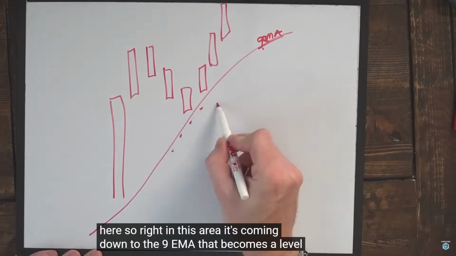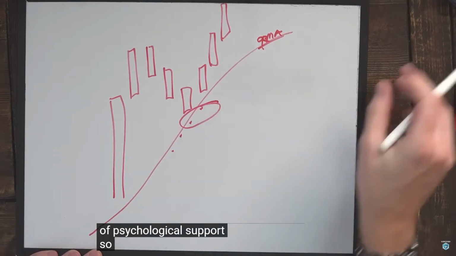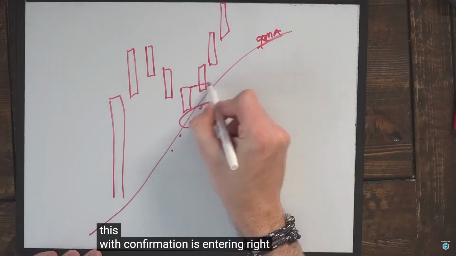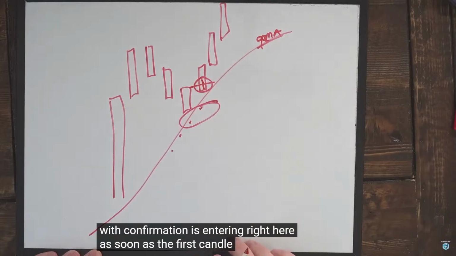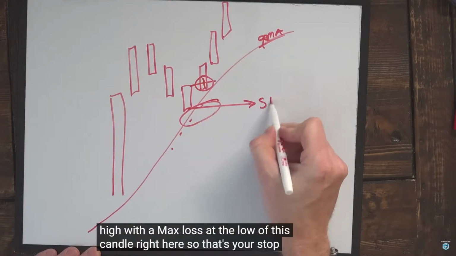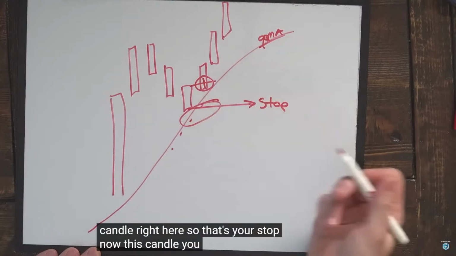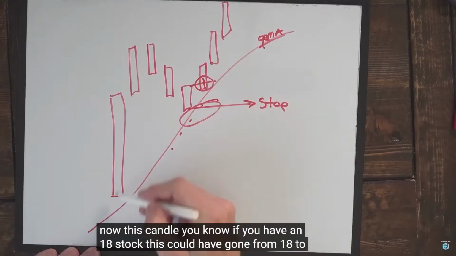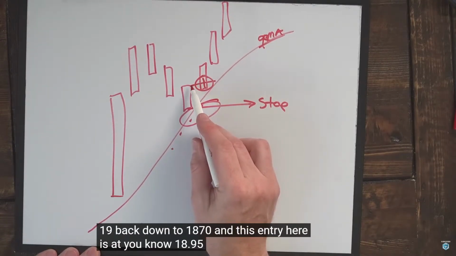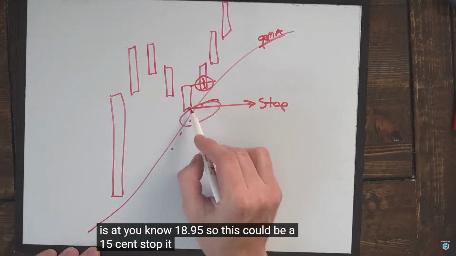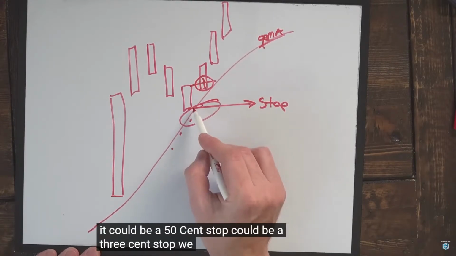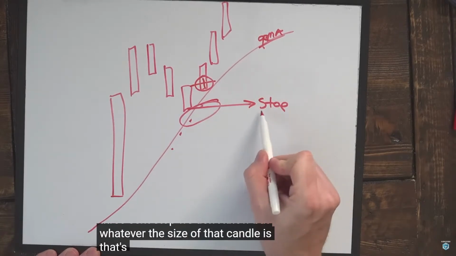That becomes a level of psychological support. So the perfect entry on something like this with confirmation is entering right here as soon as the first candle makes a new high, with a max loss at the low of this candle right here. So that's your stop. Now, if you have an $18 stock, this candle could have gone from 18 to 19 back down to 18.70, and this entry here is at 18.95. So this could be a 15-cent stop, a 25-cent stop, a 50-cent stop, or a 3-cent stop. We don't know, but whatever the size of that candle is, that's your stop.